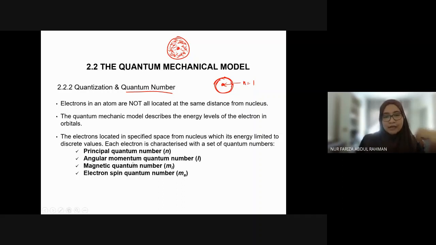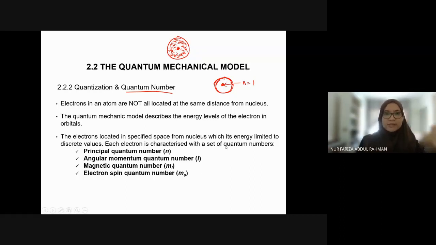And we have the angular momentum quantum number, which in short we can use L for. And then we have the magnetic quantum number, ML, and the electron spin quantum number, MS. Okay, all right. This is very important. Please make sure that you really understand how to determine the quantum numbers and how they are assigned. If not, later on you will have problems understanding the next subtopic. So it all depends on these quantum numbers.